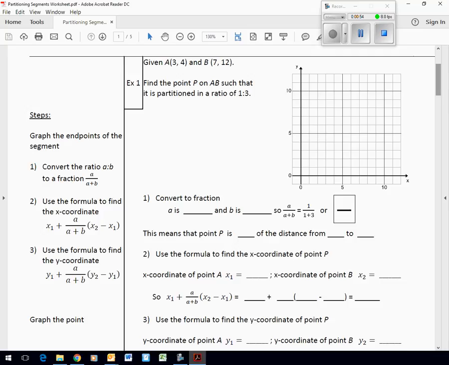We've got a formula. Hopefully you've got your formula sheets handy. If not, they're everywhere around this room. Make sure you find one.